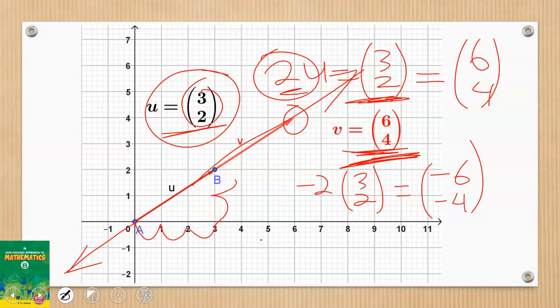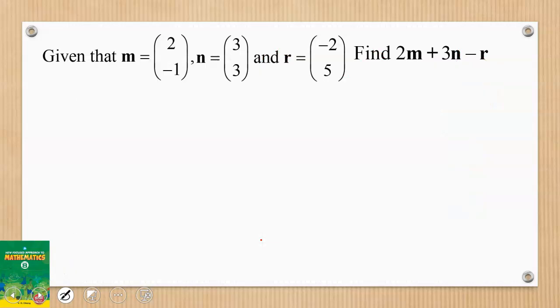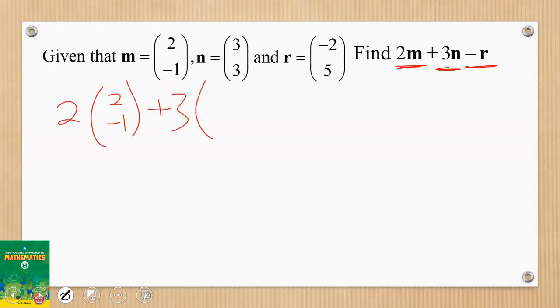Now let's take a few examples and see. Let's say you are given these three vectors, m, n and r. You want to find 2m + 3n - r. It means you want to increase the length of the vector m by 2, n by 3, and then for r, we just multiply by negative. So we are going to have 2(2, -1) + 3(3, 3) - (-2, 5).